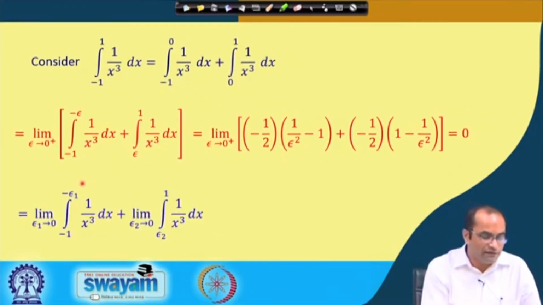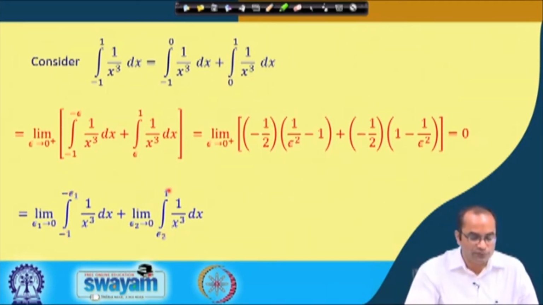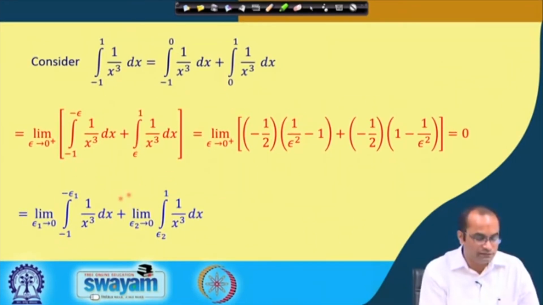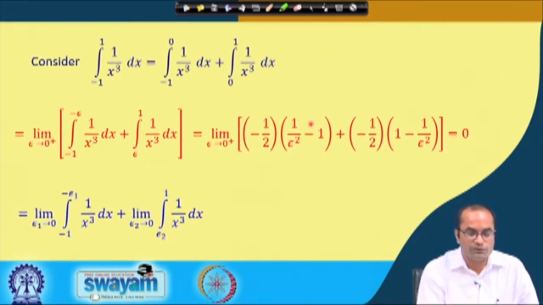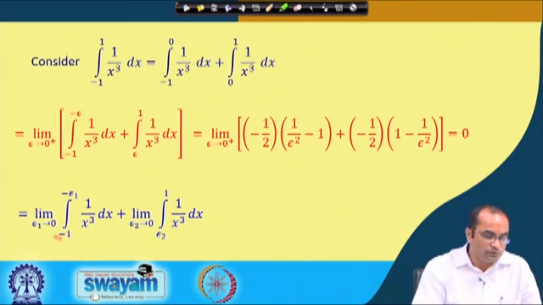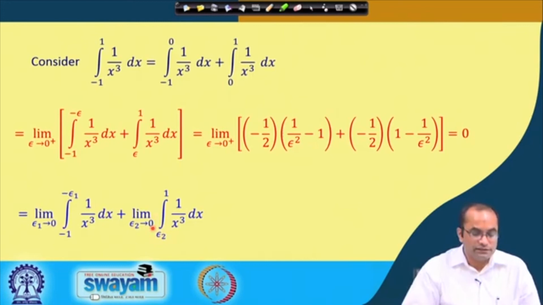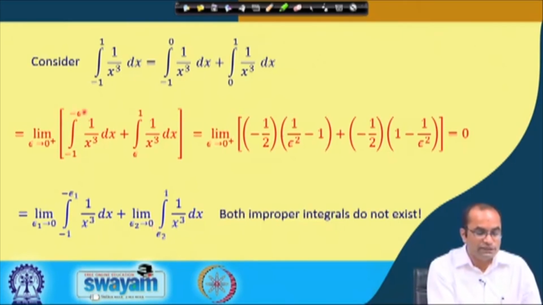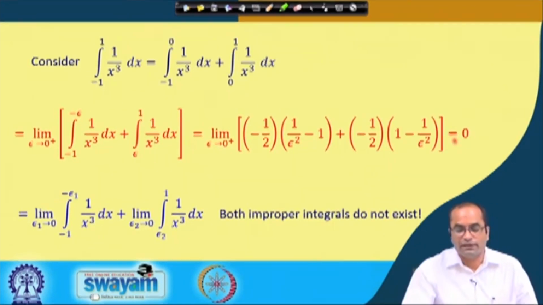But what happens if we evaluate separately the first integral from -1 to minus epsilon 1 and then epsilon 2 to 1? In that case, neither integral converges, because we get exactly this with epsilon 1, and when epsilon 1 goes to 0 this is unbounded and goes to infinity. Similarly, the other integral is also not convergent; it also diverges. That is the reason we cannot evaluate this, because both integrals appearing here diverge and do not exist. But if we make this mistake by taking the same epsilon at both places, then the value comes out to be 0.